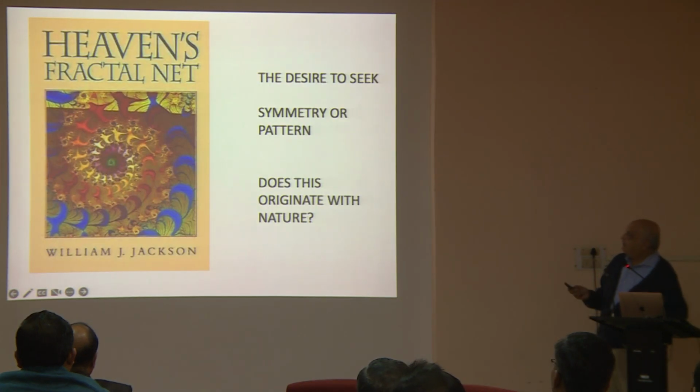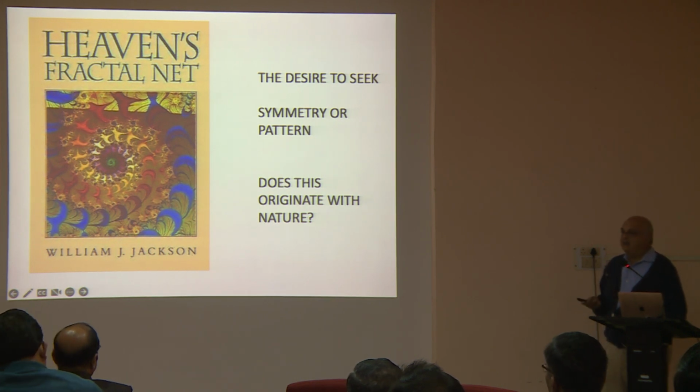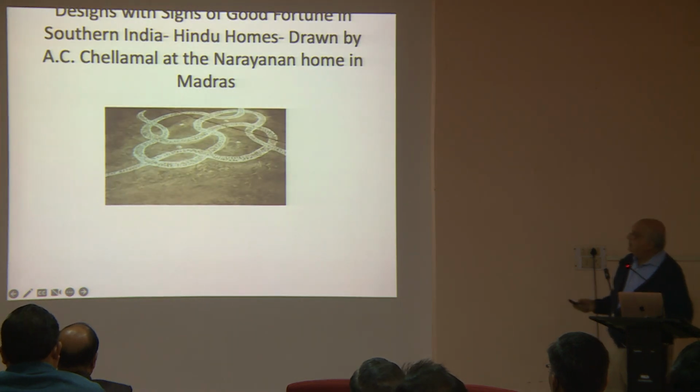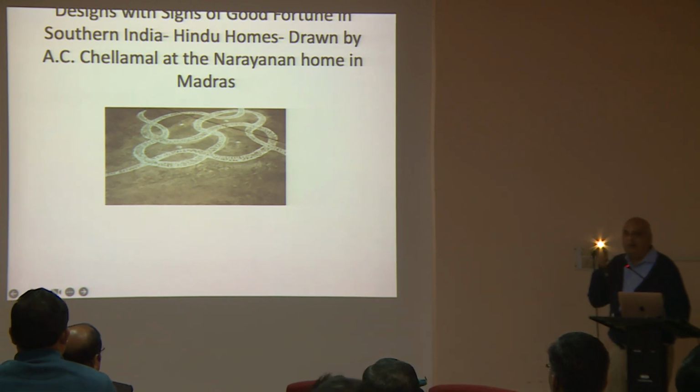There's a book actually by William Jackson called Heaven's Fractal Net, about the desire to seek symmetry or pattern. It's very interesting to show that we have a lot of these things in nature, but also in the lab. If you go to many South Indian homes, you see these patterns drawn in the morning. They're called kolams. It was actually drawn in my house years back. And these are patterns. People want symmetry.